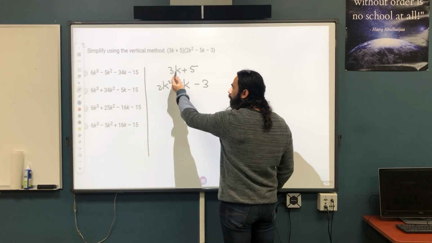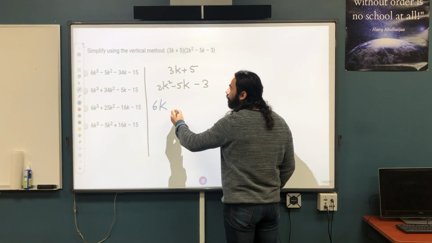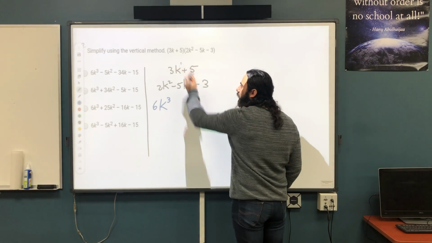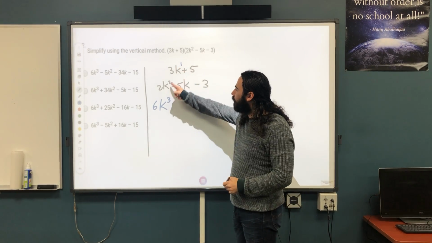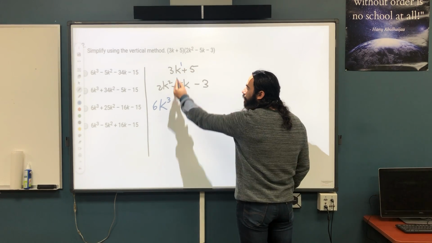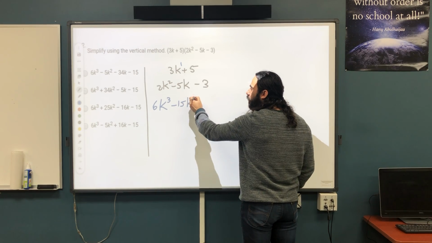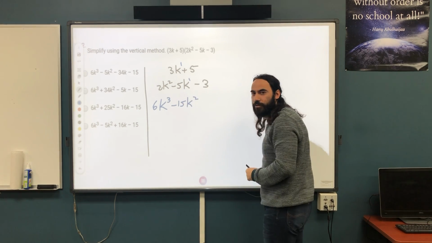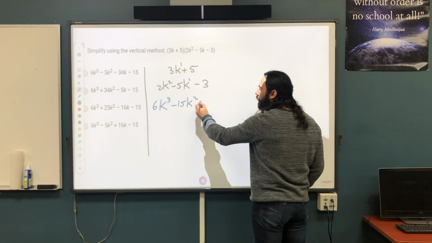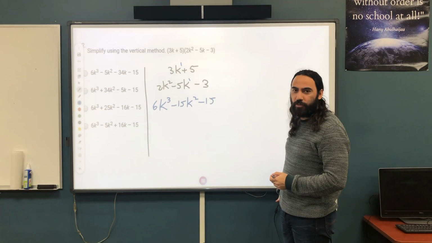So let's begin. 3k times 2k squared is going to be 6k cubed. Again, why cubed? Because this one is k to the power of 1. When we multiply them, we add the exponents. 1 plus 2 is 3. 3k times negative 5k is going to be negative 15k squared, because this one is to the power of 1 too. So we add 1 plus 1, which is 2. And 3 times negative 5 is negative 15. That's the first 3 multiplications.